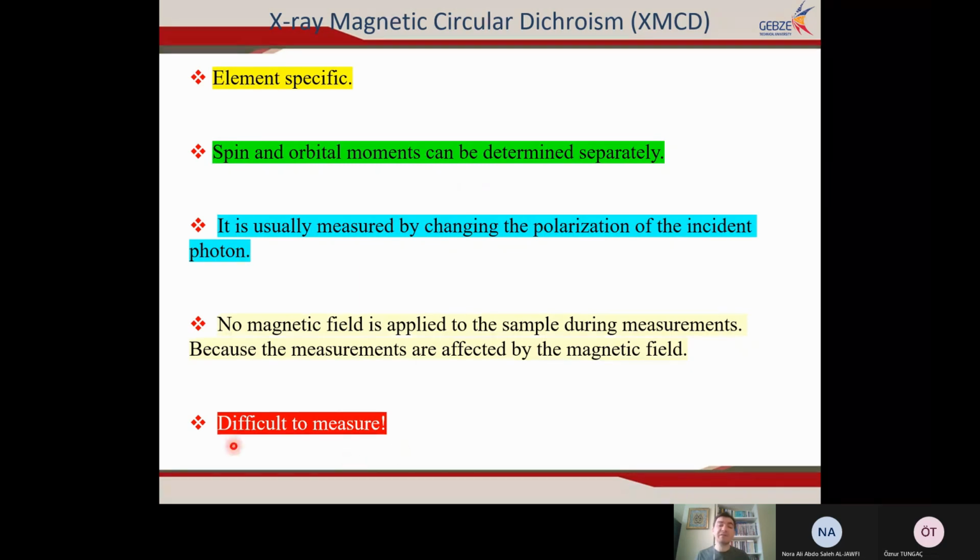And this method is difficult to measure because you have to prepare very nice, very thin samples, especially in transmission method. I will go into detail. But also for other methods, there are total electron yield method and fluorescence yield method. In case of these methods, you have to prepare very nice surface of the sample. Okay, this method is surface sensitive. I will go into detail. For this reason, you have to prepare very good samples. In addition to that, the beamline optics must be perfect, okay, in order to carry out these experiments.